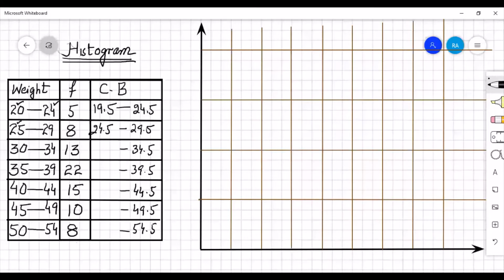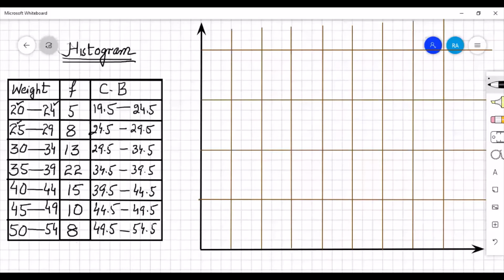We have 24.5, 29.5, 34.5, 39.5, 44.5, 49.5. So these are class boundaries.